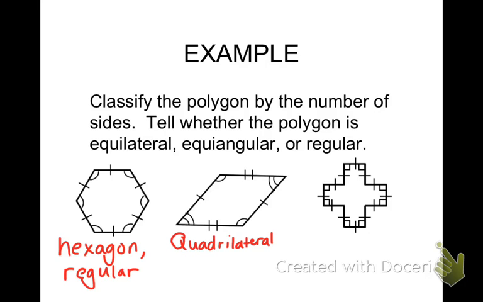Is it equilateral? Do I have all the same tick marks on all the sides? Nope. Is it equiangular? Nope. So if it's not equilateral and it's not equiangular, then it's not regular. So we can write irregular.